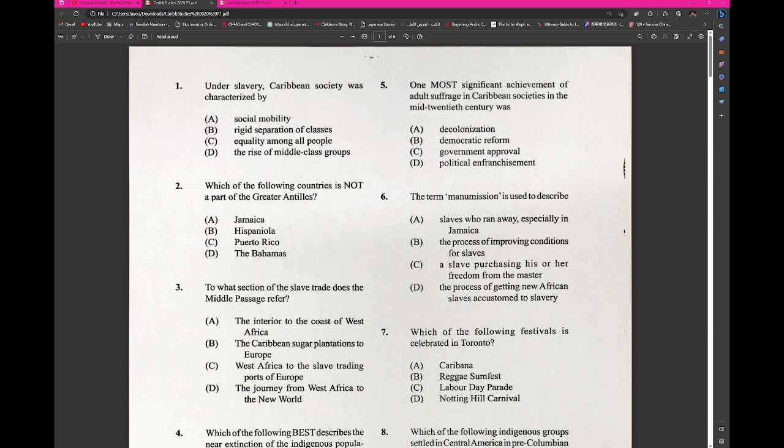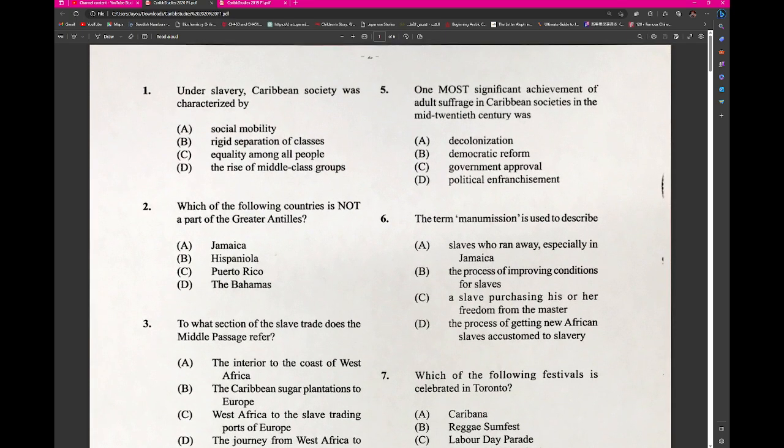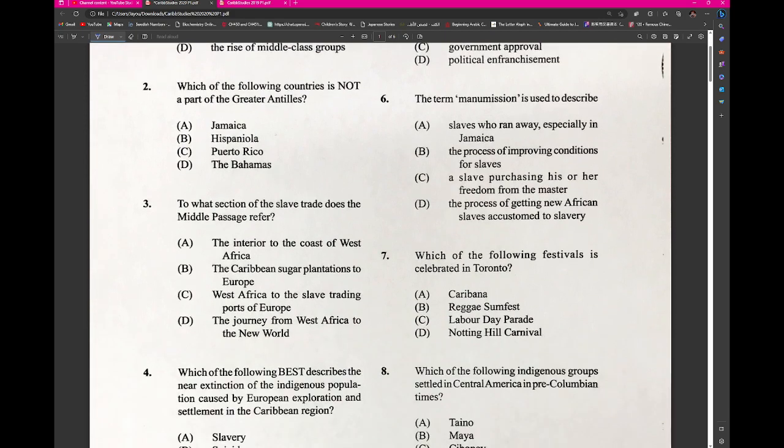Alrighty, let's have a look at the Caribbean Studies 2020 paper 1. Number 1, under slavery, Caribbean society was characterized by rigid separation of classes, right? Remember that. Okay. Number 2, which of the following countries is not a part of the Great Antilles?